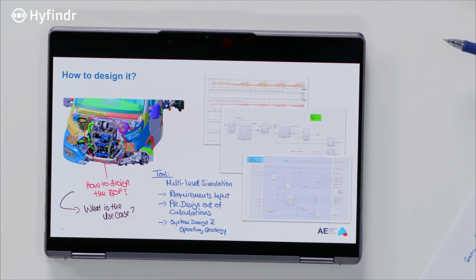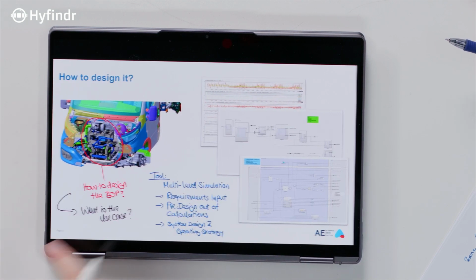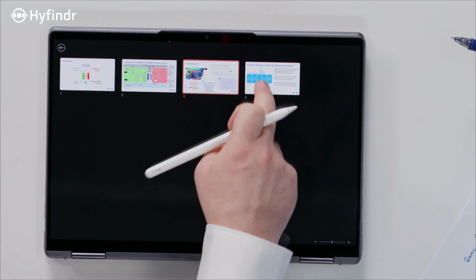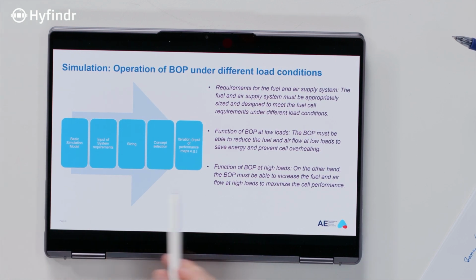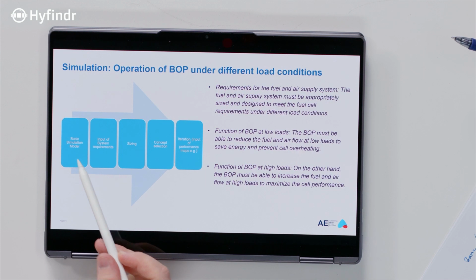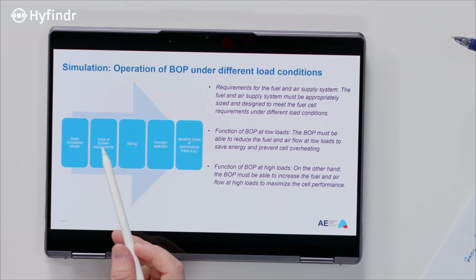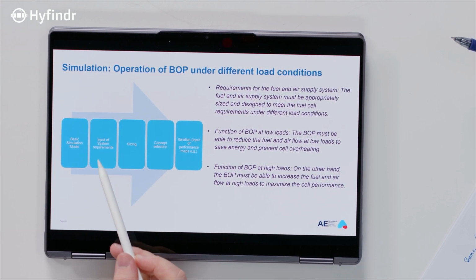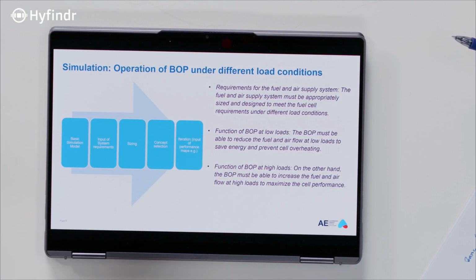Understood. When we go to the next slide, this is the process again, very simple. We start with a basic simulation. We insert the system requirements like load profiles. We start with the first sizing of the simulation model, then we select a concept, and there are several iterations to design the system. Okay, wow.